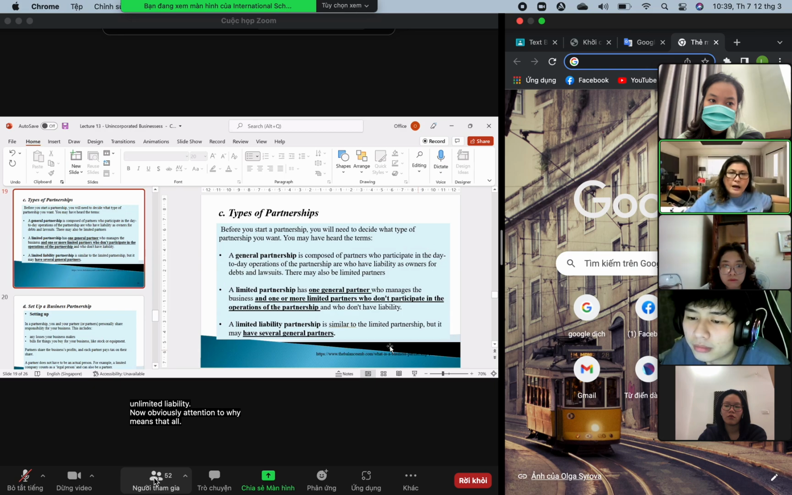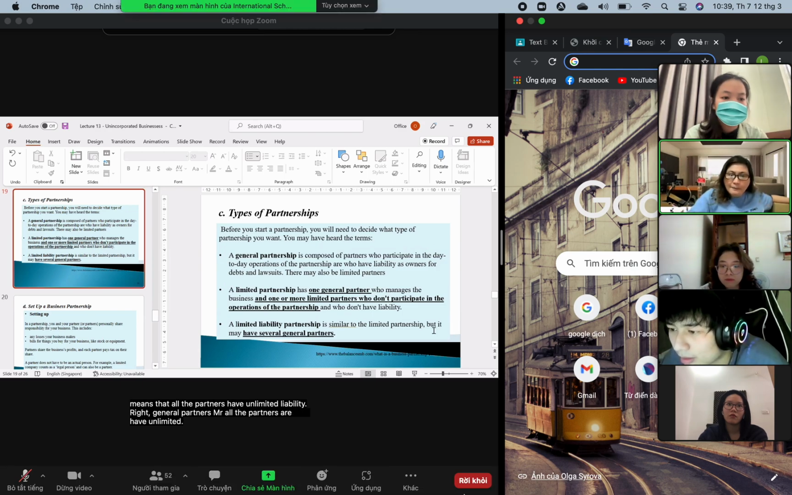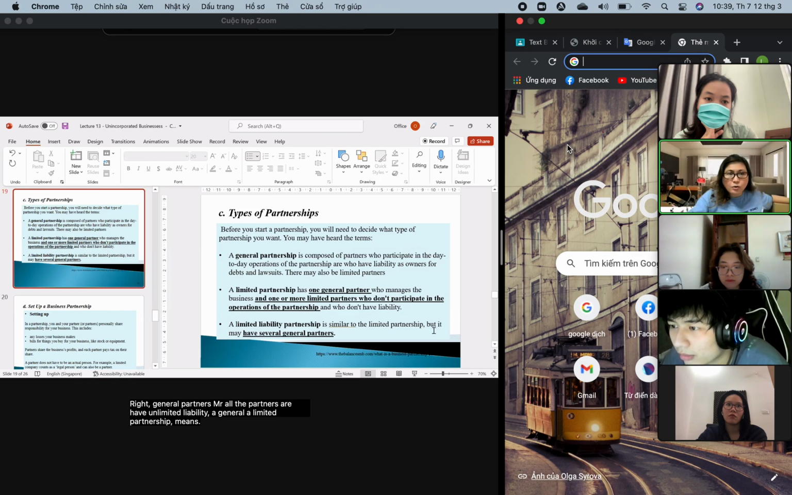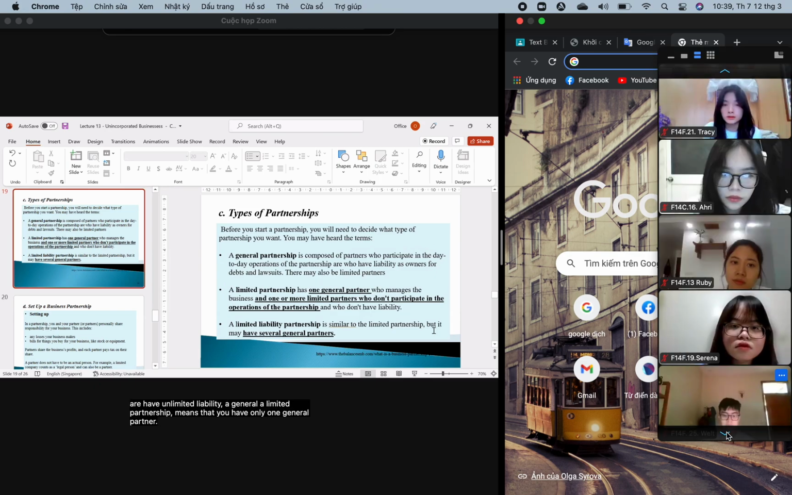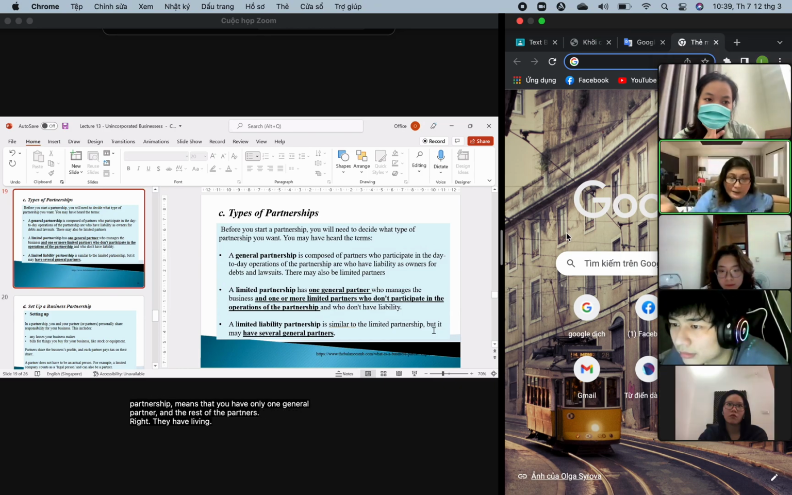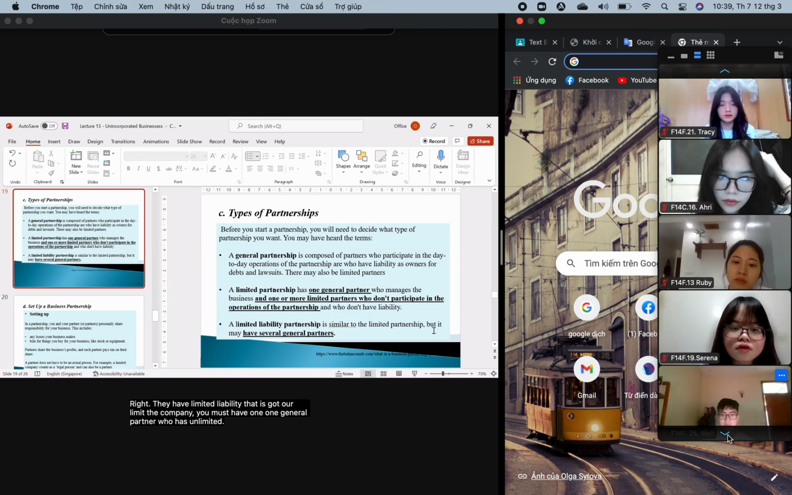It means that all the partners have unlimited liability. All right, general partners means that all the partners have unlimited liability. A limited partnership means that you have only one general partner, and the rest of the partners have limited liability. You must have one general partner who has unlimited liability.